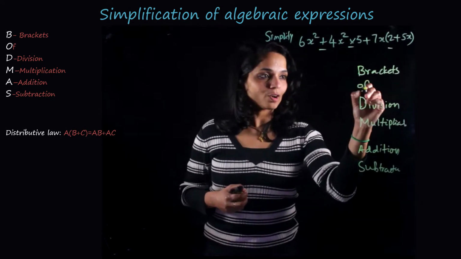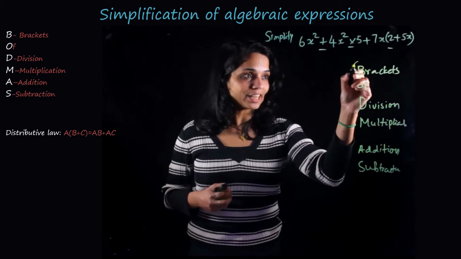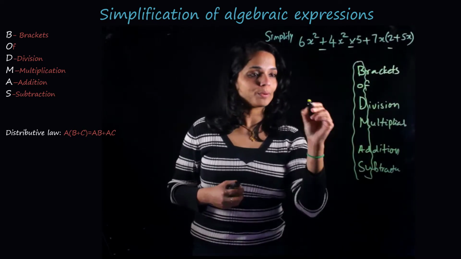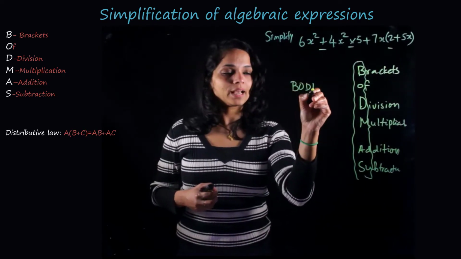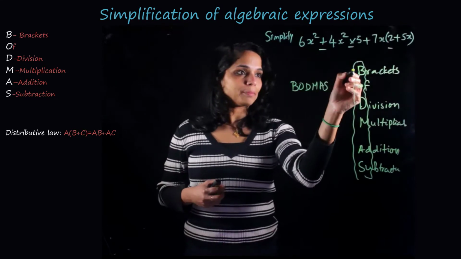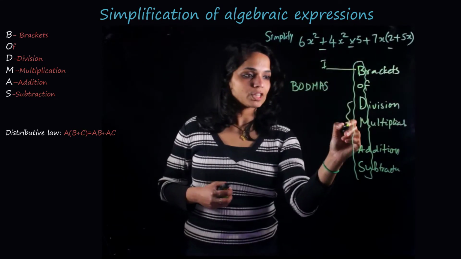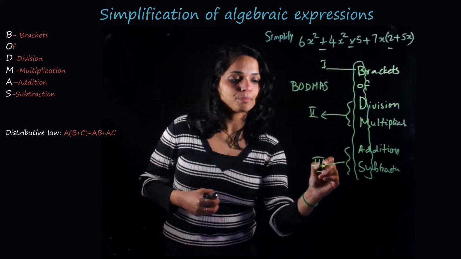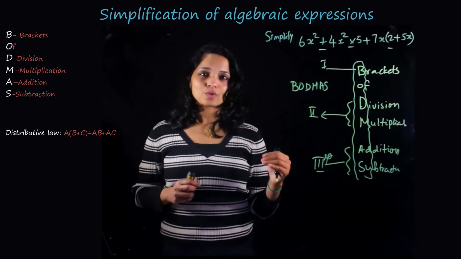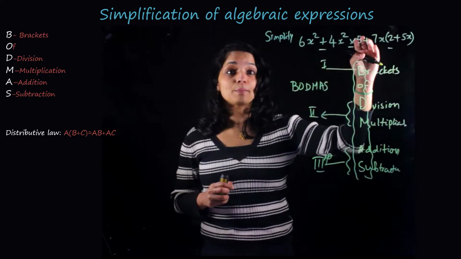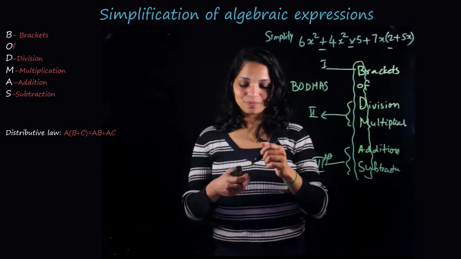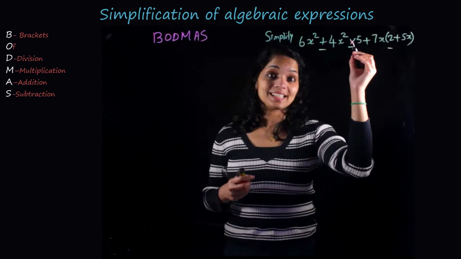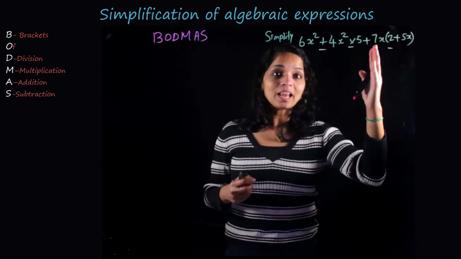Okay, so in short, taking all the first letters, we call it the BODMAS rule. So brackets is the first priority, division and multiplication is the second priority, and addition and subtraction are the third priority. We need to use this BODMAS rule when there are many different operations combined in one single expression. As per the BODMAS rule, the first operation we need to consider in this one is the brackets. So we need to evaluate the brackets first.